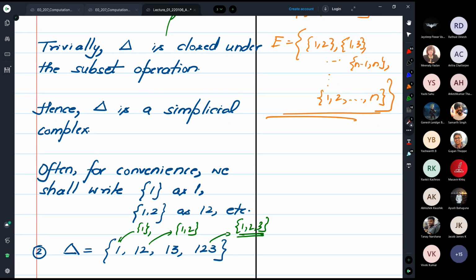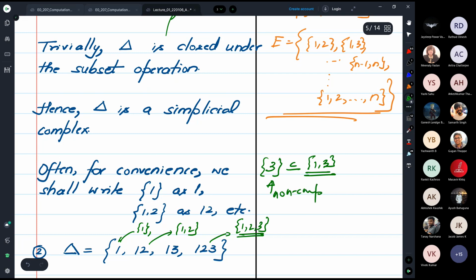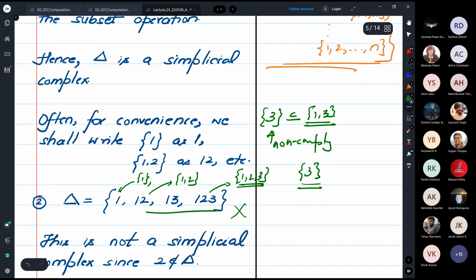Is this a simplicial complex? Please raise your hand. I don't see. Yes, Harshil, go ahead. 3 is not present. It's a subset, 3 is not present. Very good. So, for example, if you look at this set {1,3}, the set {3} is a subset of this. So this is non-empty, and we require that this collection should be closed under the subset operation. So this is not present, and consequently this is not a simplicial complex.